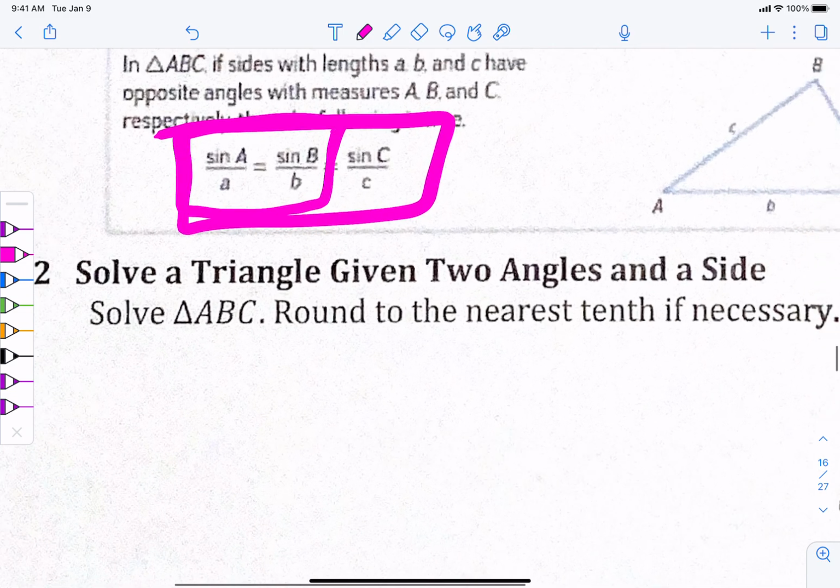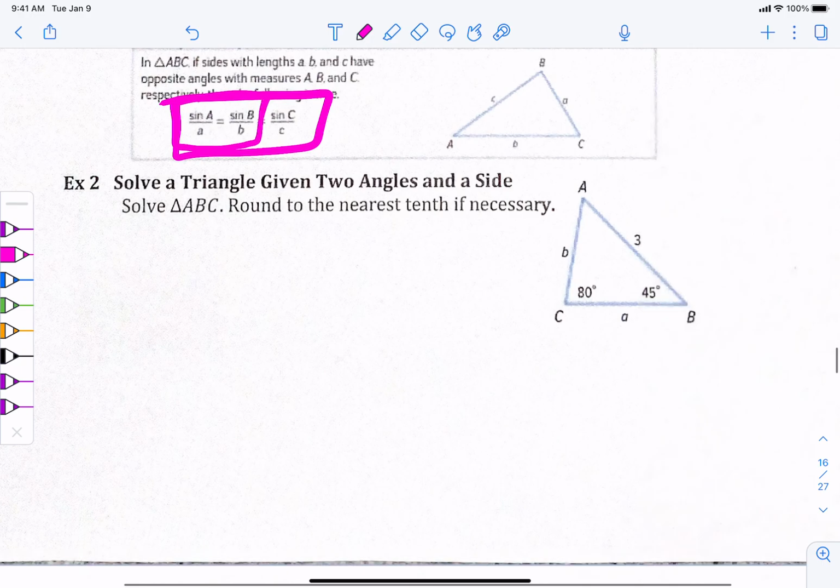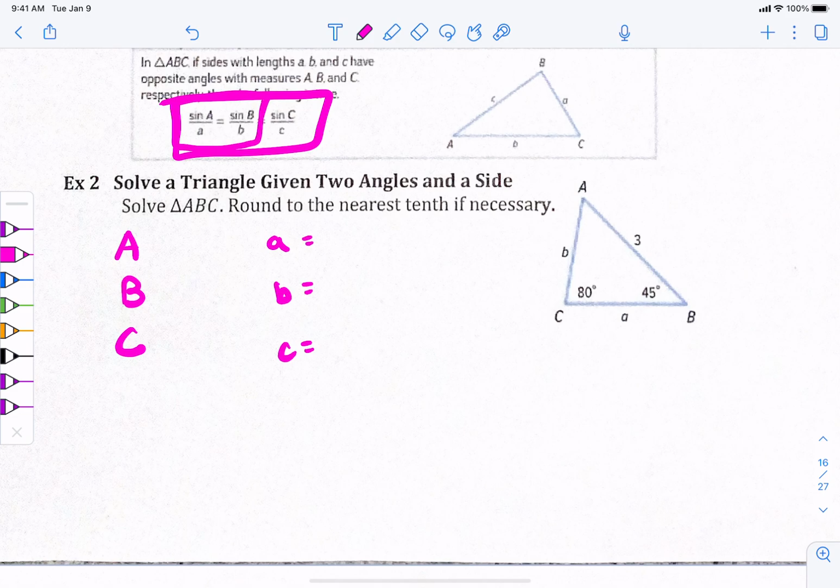Okay, so solve triangle ABC. What does it mean when it says solve that triangle? Figure out all the lengths, everything that you're missing. So capital A, capital B, capital C, lowercase a, lowercase b, lowercase c. What's the difference between capitals and lowercases? One is sides and angles. These are the angles, and these are the sides, if you didn't already know that. Sides and angles. Lowercase, capitals.